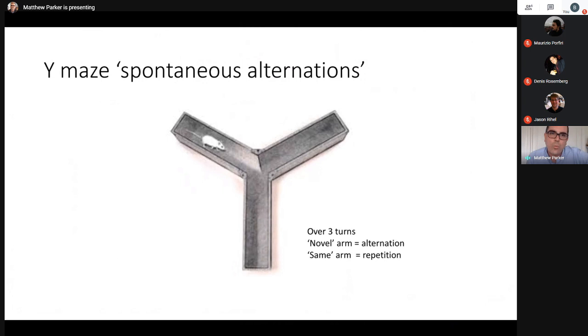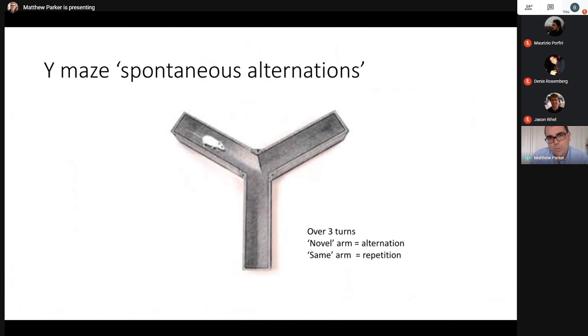Now, many of you are probably familiar with Y mazes, and I don't want to insult your intelligence by telling you what a Y maze is. It's a maze that is shaped like a Y. The Y maze is widely used in many, many animal models. So you can see here in this picture, there's a mouse that is in a Y maze.